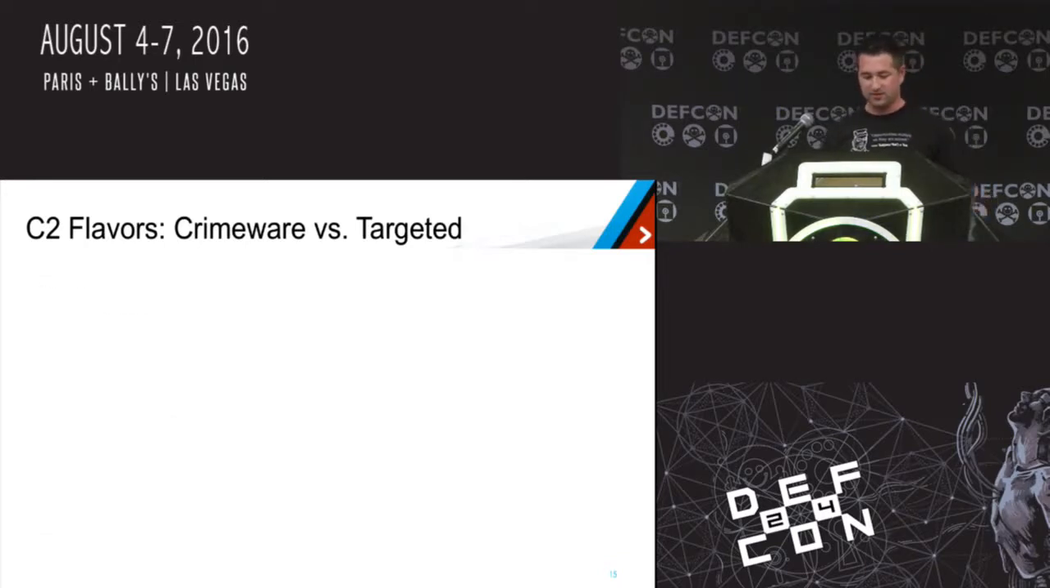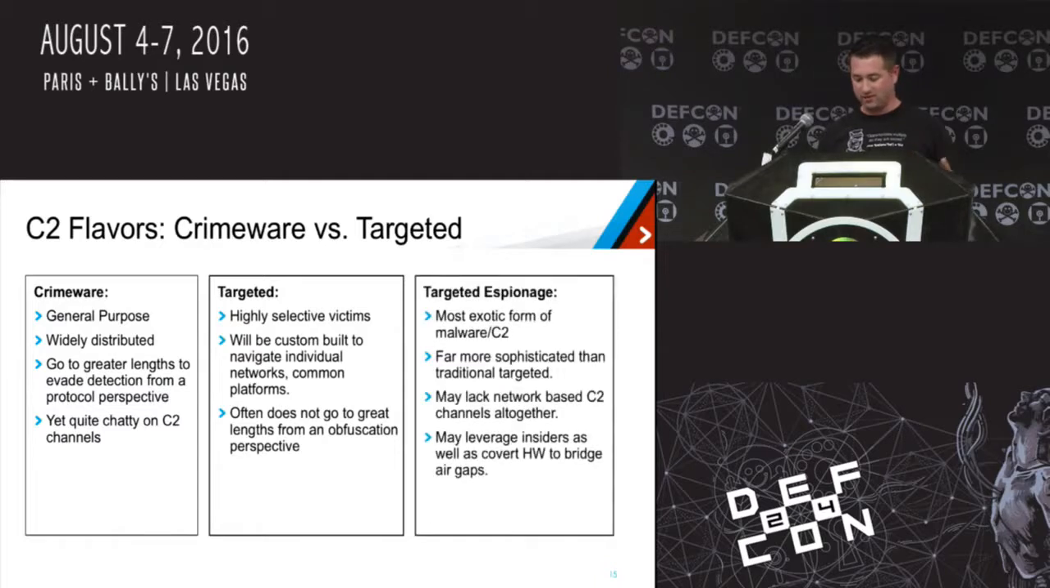Just a word: there are obviously different types of families. Crimeware is going to be casting a huge, wide net. Typically, these are pretty chatty, but in a lot of cases we will see them go to greater lengths to avoid detection. A lot of the targeted attacks, you'd be surprised, are still just leveraging off-the-shelf remote access tools and other commercial tools. They are targeted in that the actual actor is targeting a particular party or organization, but they're not terribly sophisticated, all the way up to targeted espionage, where the sky's the limit. In some cases they may lack C2 altogether, but if you think about the Stuxnets and the Flames and the Dukus and others, there can be some pretty sophisticated command and control, and even insider threats to make those work.